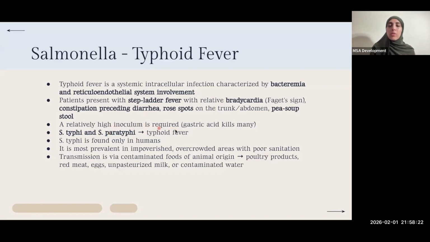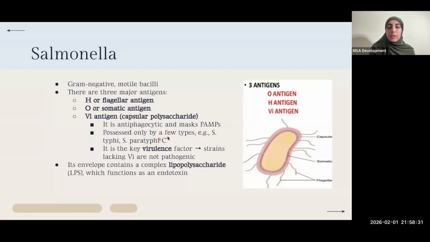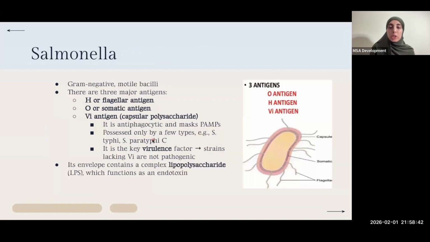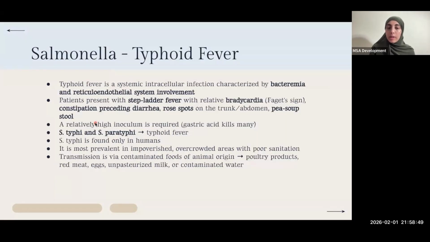You need a lot of bacteria for it to actually cause disease because it's destroyed by gastric acid. And as we said in the previous slide, the typhi and paratyphi are the ones that cause typhoid fever, and you can guess from the name, typhi for typhoid, paratyphi for typhoid fever, okay? And these two species are special because they have the VI antigen. So the VI antigen is the virulence factor, and it's what caused these two species to be able to cause typhoid fever.